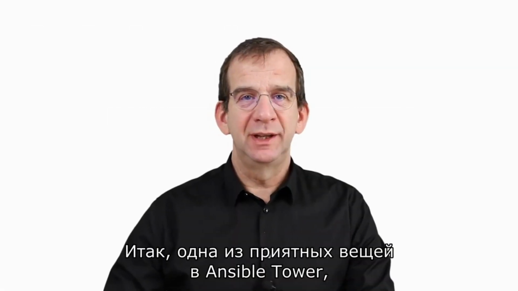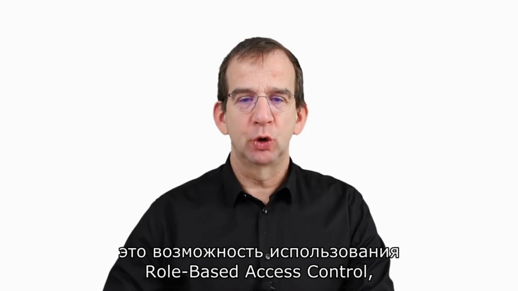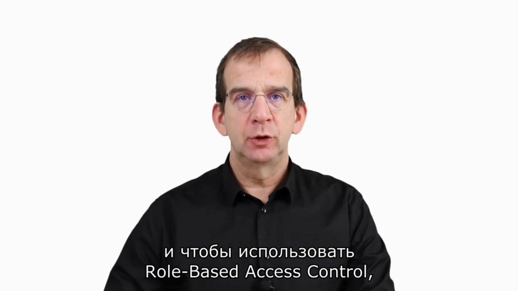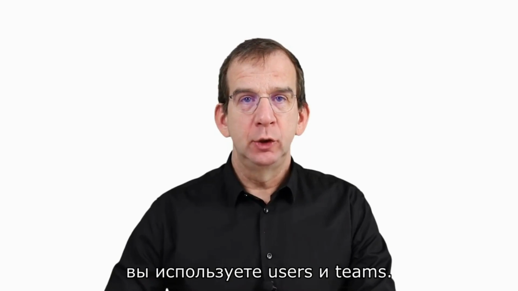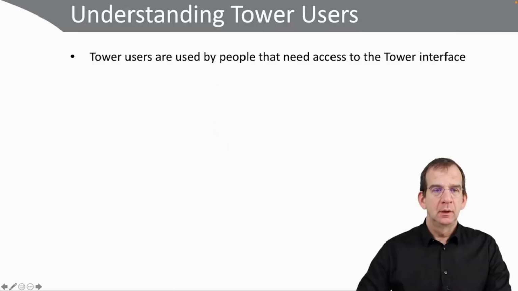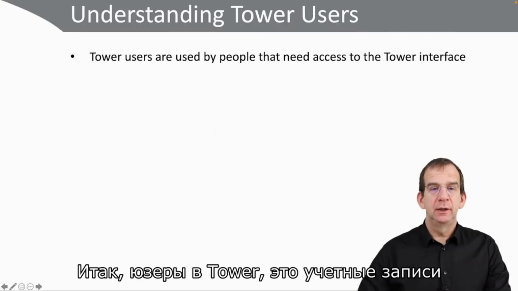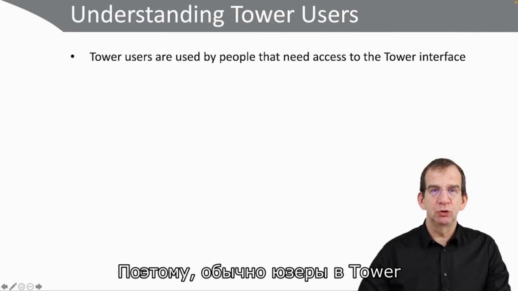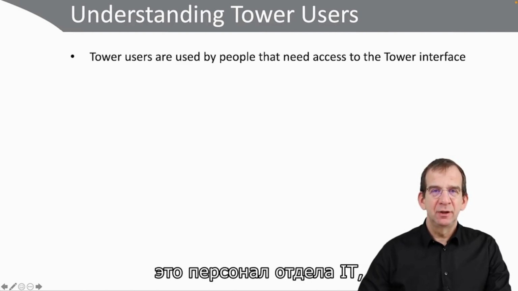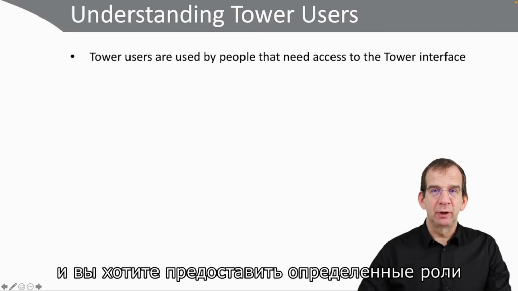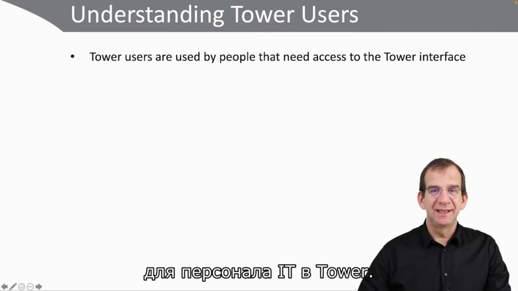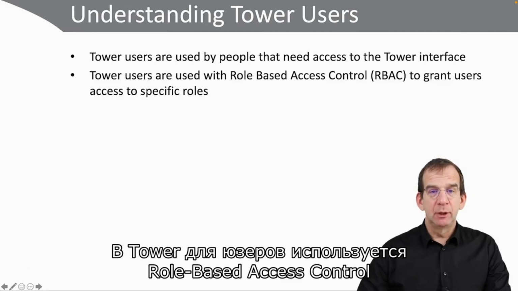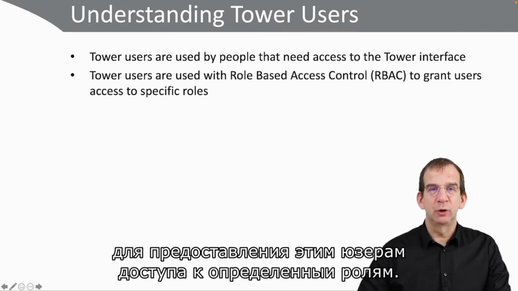So one of the nice things in Ansible Tower is that you can set it up for role-based access control. And in order to use role-based access control, you use users and teams. So Tower users are users that are used by people that need to access the Tower interface. So typically the Tower user is your IT staff, and you want to grant specific roles within Tower to the IT staff. And Tower users are used with role-based access control to give these users access to specific roles.